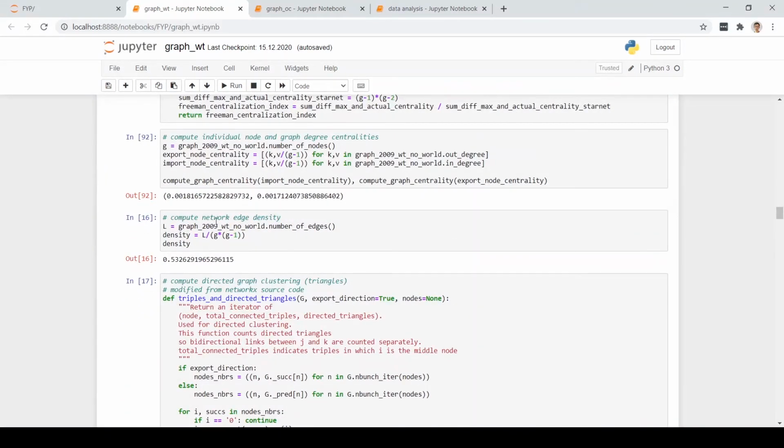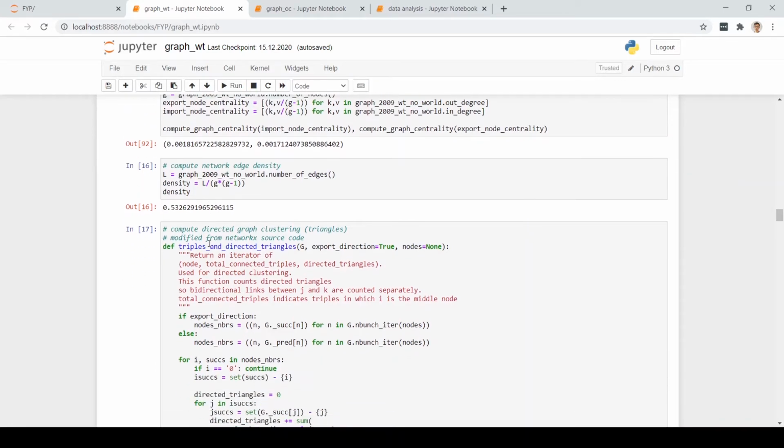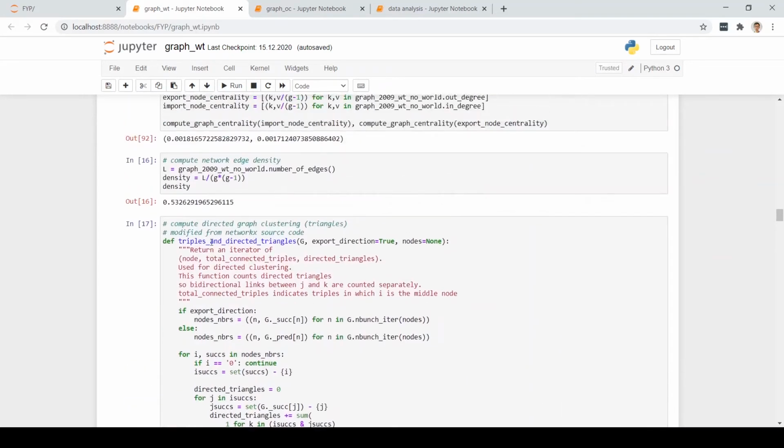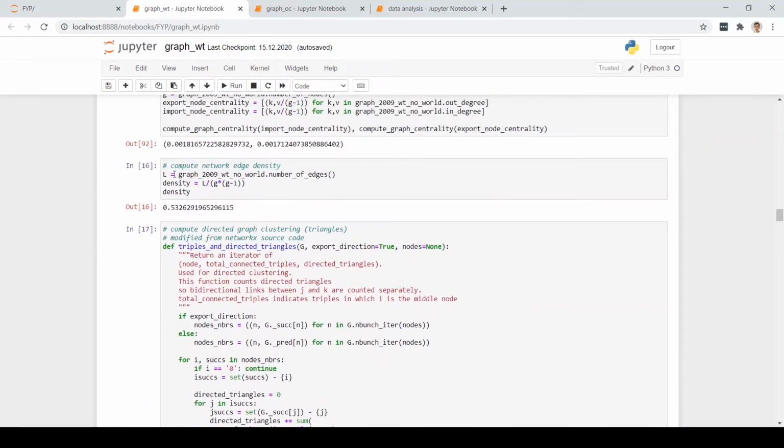Here, network edge density is also considered. Network edge density is just the number of edges divided by the total possible number of edges between all the nodes. And network edge density only concerns total trade volume rather than individual trade goods.